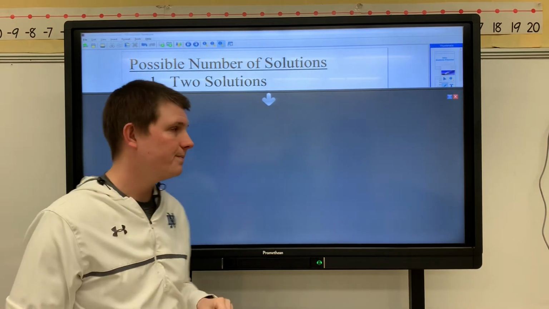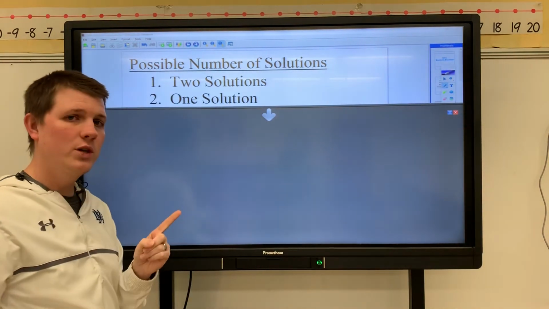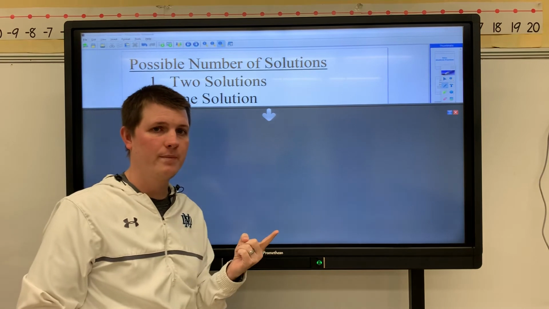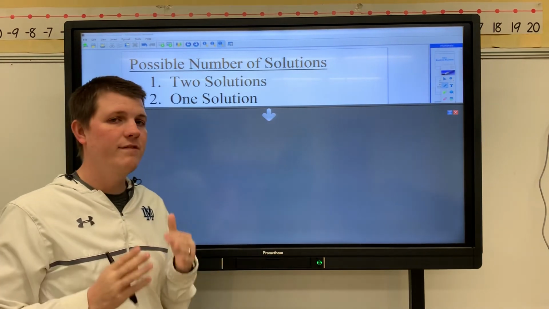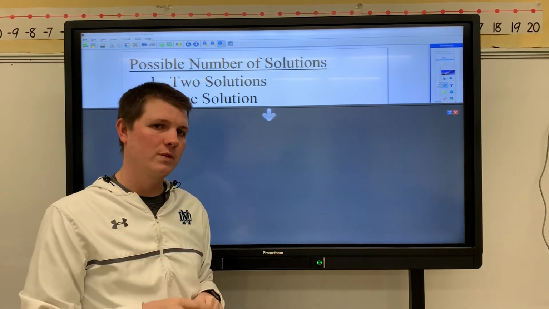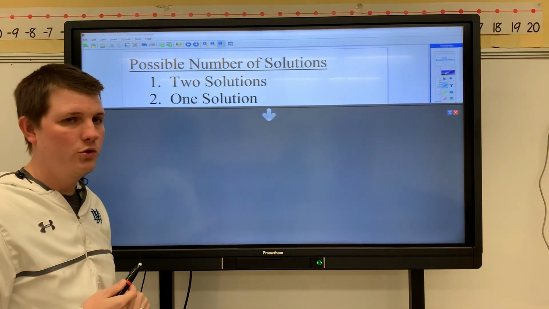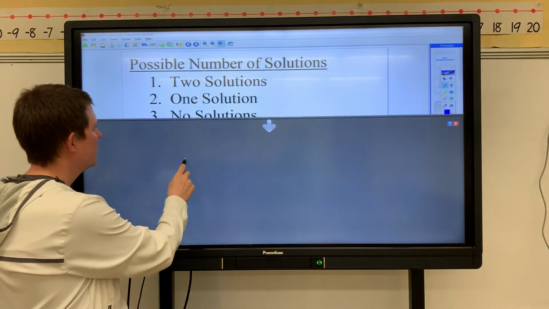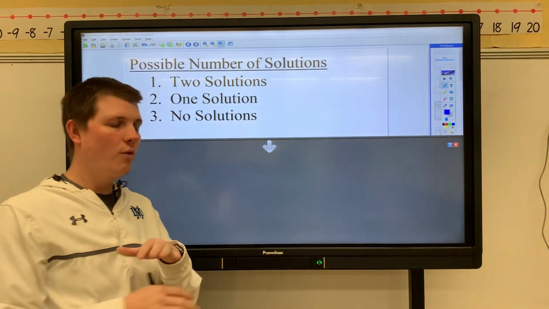2 solutions. The second possibility is sometimes you only have 1 solution. You only have 1 answer. That happens sometimes, but like I said earlier, I'd say 95% of the time you will have 2 roots or 2 solutions. So sometimes you have 2 solutions, sometimes you only have 1 solution, and last but not least, you may have no solution.